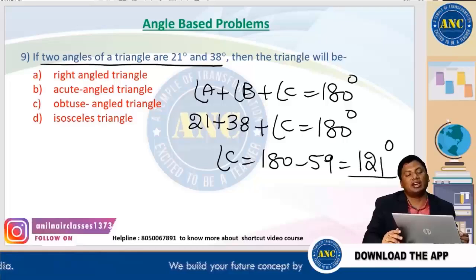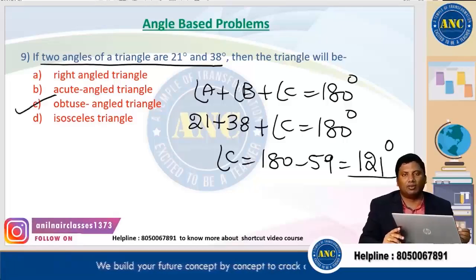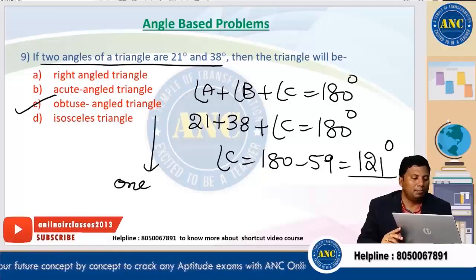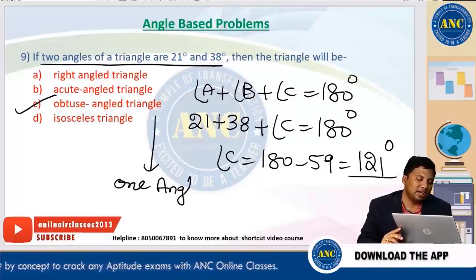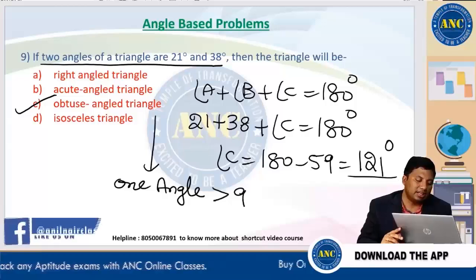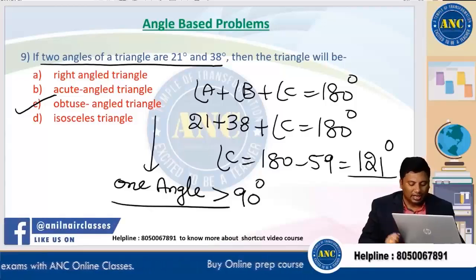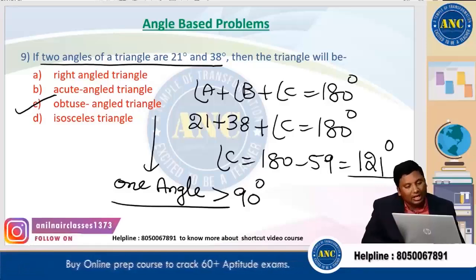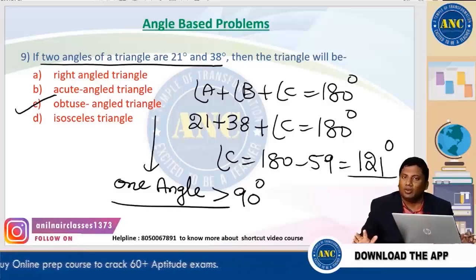If one angle is greater than 90 degrees, what will be the triangle? Obtuse angled triangle. An obtuse angled triangle is a triangle where one angle is greater than 90 degrees. If one angle is greater than 90 degrees, then the answer is nothing but an obtuse angled triangle. Are you all with me?